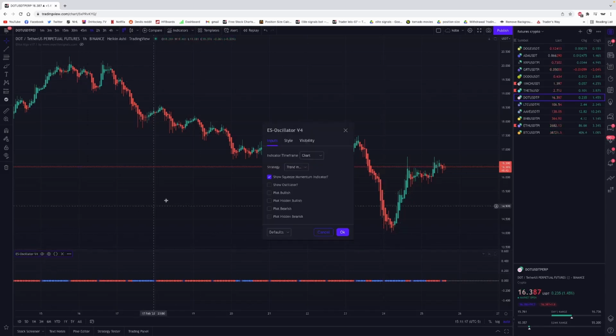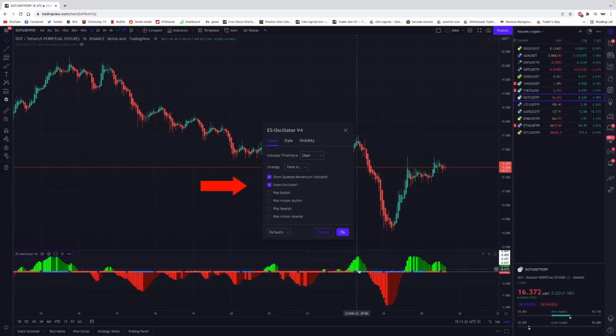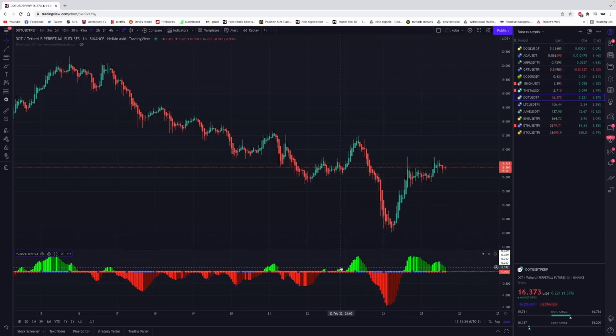Now, if we were to go back to the settings and turn on show oscillator, then the rest of the oscillator will show up, and we're going to talk about what we see here. Just like the momentum indicator that we just showed you, where it shows low volume or high volume, now we can also see if it's a strong trend or a weak trend.